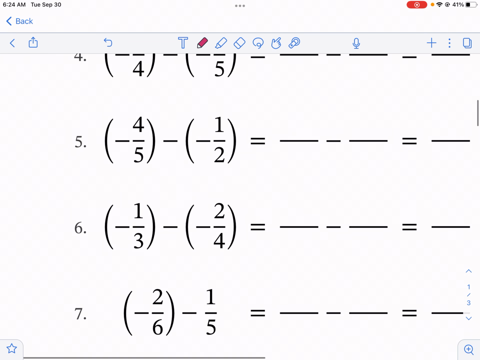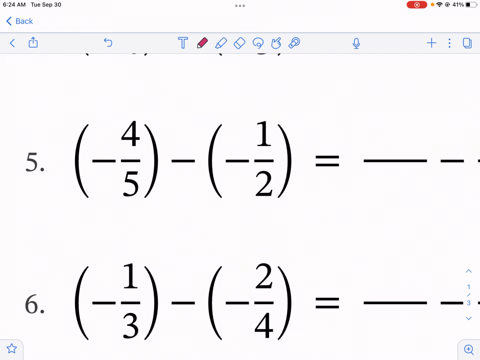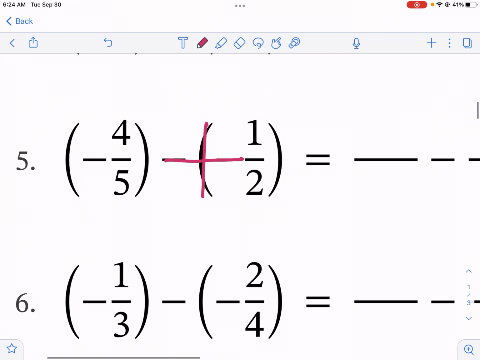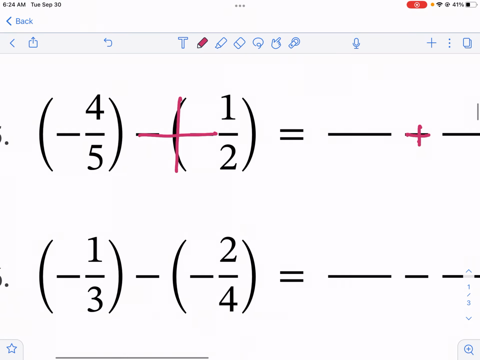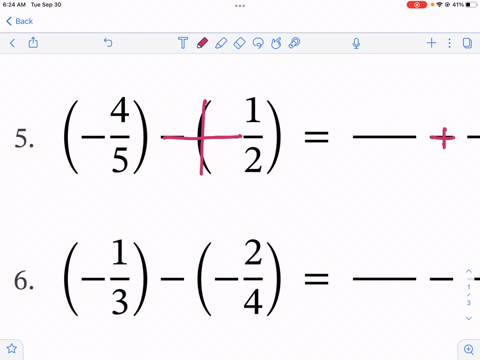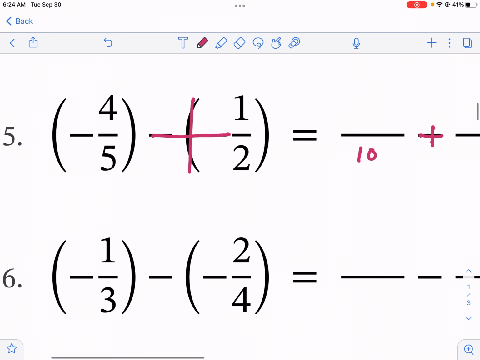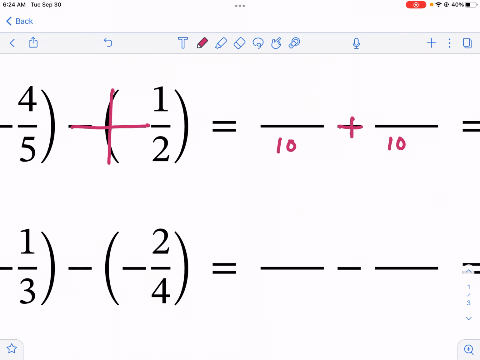Okay. Yep, we're going to do number 5. So we're going to end on number 5. First thing I'm going to do is change this to plus because it's a minus minus. So I'm going to change this one to plus 2. And now I need to find my common denominator. I know it's going to be 10. 5 times 2 is 10. 5 goes into 10. 2 goes into 10. There's no other smaller number. So I'm going to change this to 10.